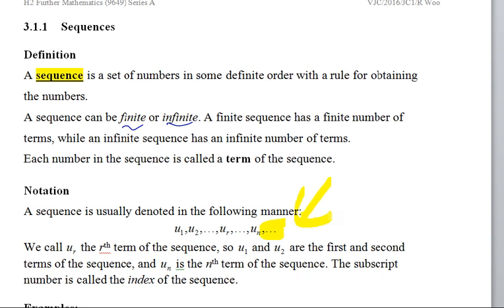Follow? Can? Alright. Each number in the sequence is called a term. Okay? Each number is called a term. That means this is the first term, second term, third term, fourth term. Alright, all okay? Can? Quite simple.